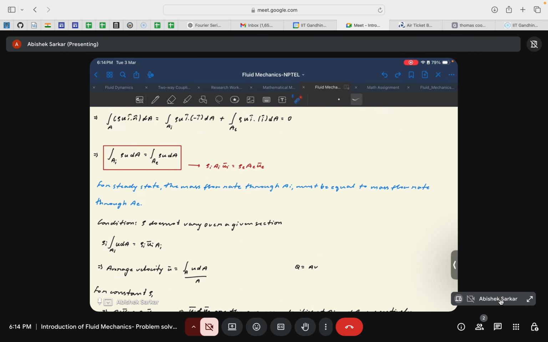I hope this is clear till now. And this parameter, the density times area times velocity, is basically the mass flow rate. And if you divide this by density, it will give you the volume flow rate.